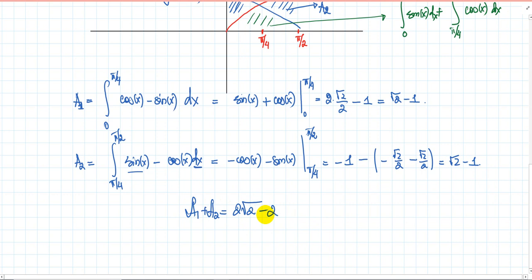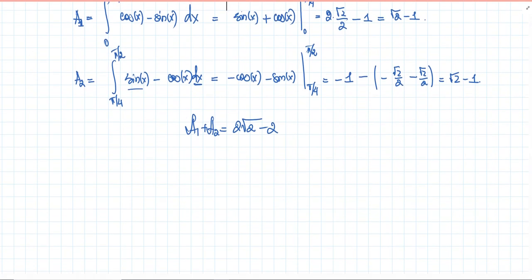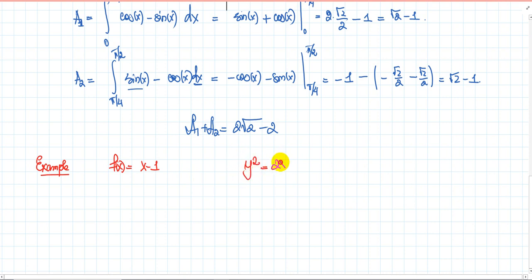Good? So let's do another example. Conceptually, in order to solve the next example, you need more understanding of the integration example. So let's say we're given the two curves: y = f(x) = x - 1, and the second curve is like this: y squared is equal to 2x + 6.